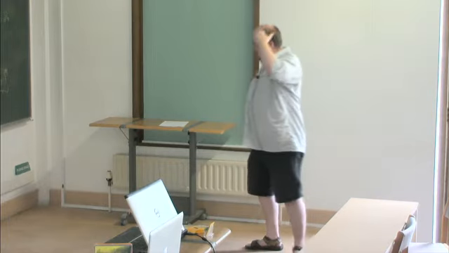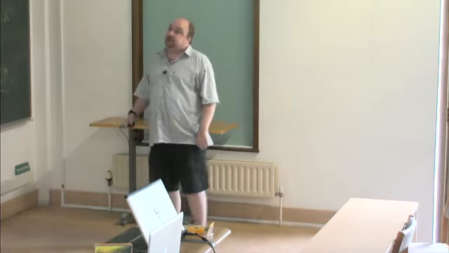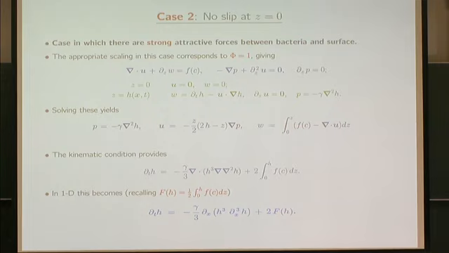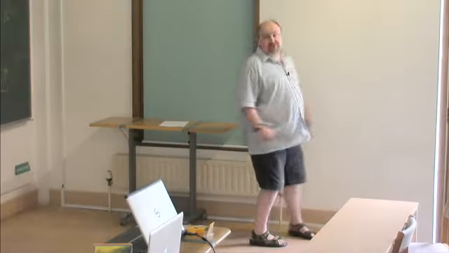The probably more realistic case is the no slip one, where we've got strong attractive forces. So we're playing the same game here. We've more or less seen a derivation of this already. Again, you integrate over Z, get your pressure in terms of the curvature, and you work out these things. Imposing the kinematic condition gives you this equation for H, which results in very nearly the standard thin film equation.